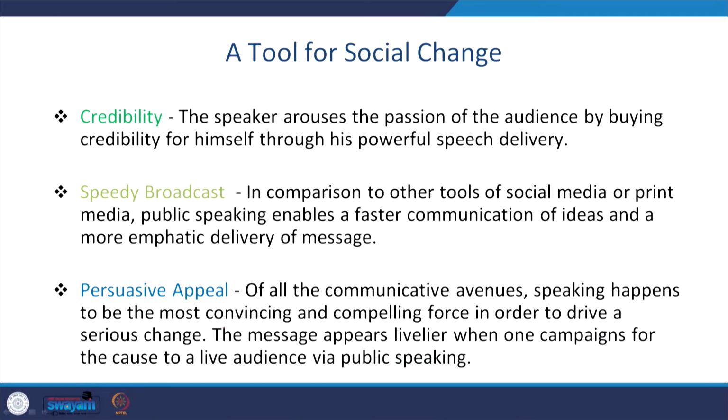And who leads? The person who can take the crowd with him. And who can take? One who is able to convince. We have already seen Brutus and Antony's speech. So how can they motivate? Of course, speaking, as we have been saying, face-to-face communication is faster. So when you speak live to a person, naturally it has a better effect. So a speedy broadcast, and you can persuade people more when they are with you in person. So of all the communicative avenues, speaking happens to be the most convincing and compelling force.